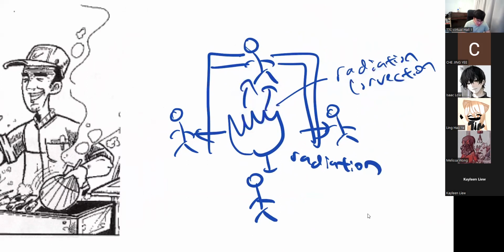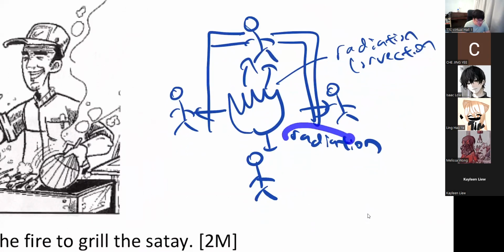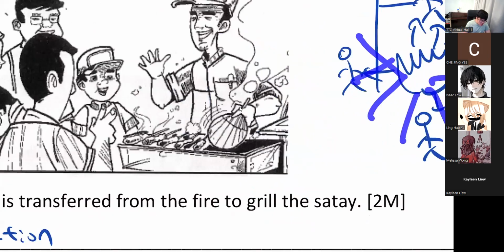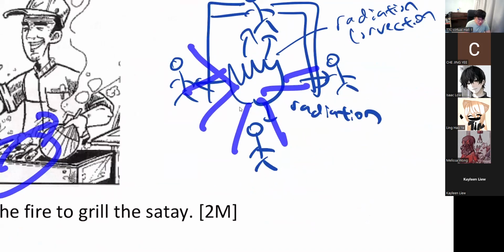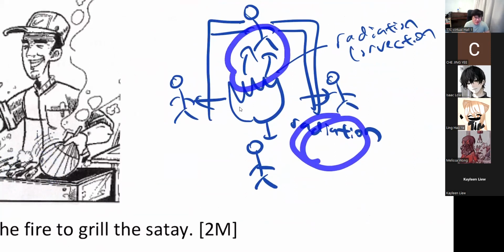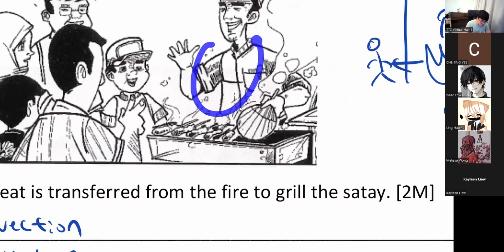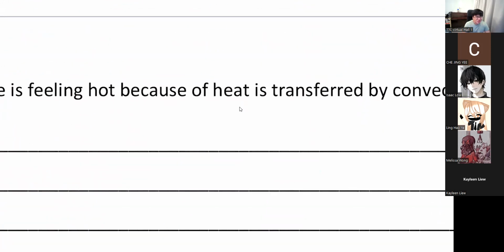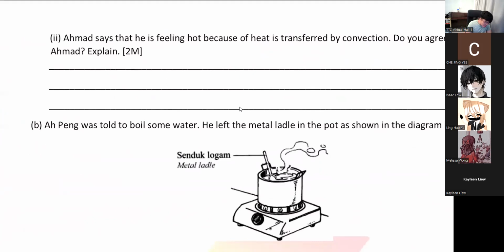Since Ahmad is standing at the side of the grill, is this convection? No, this is just radiation. You can get what I mean, radiation is in every direction. So since Ahmad is standing beside the grill, he's only feeling it by radiation, not convection. Unless Ahmad is standing on this satay grill. What the hell? Why would he stand there, isn't it? So the answer is no.